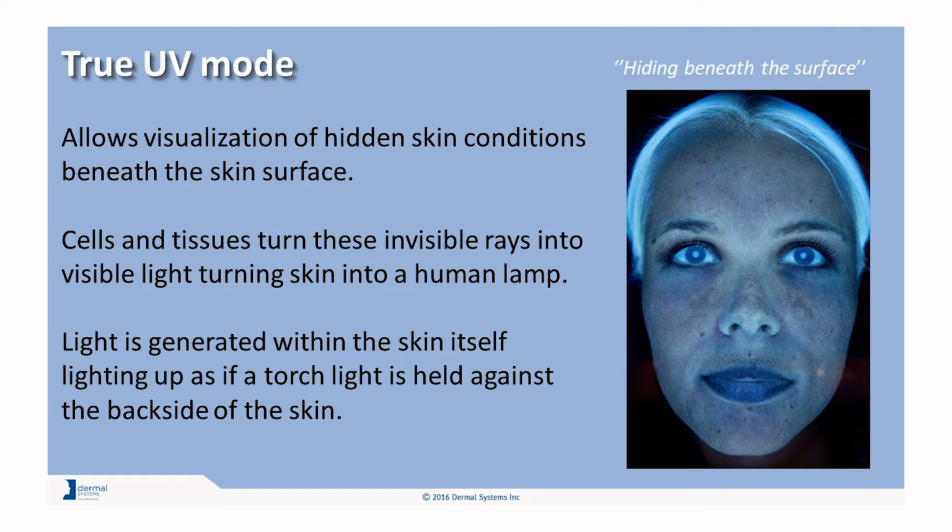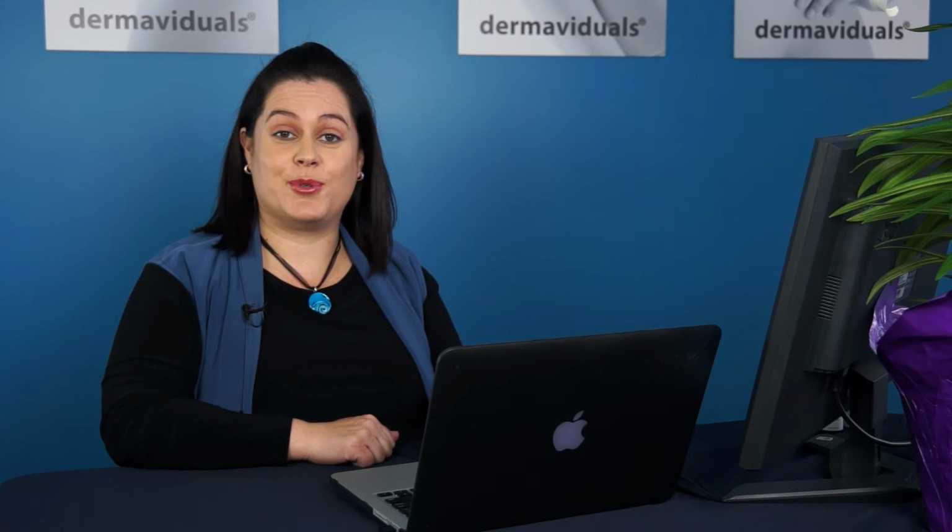As the light is generated within the skin itself instead of being projected onto the skin, it almost seems that the skin itself is lighting up as if a torchlight is held against the backside of the skin. These are the diagnostic values as revealed by the true UV mode.